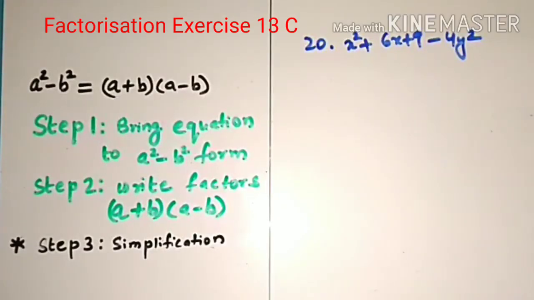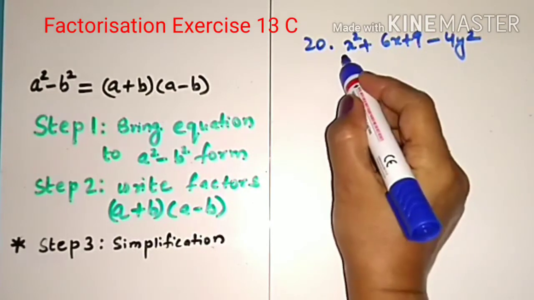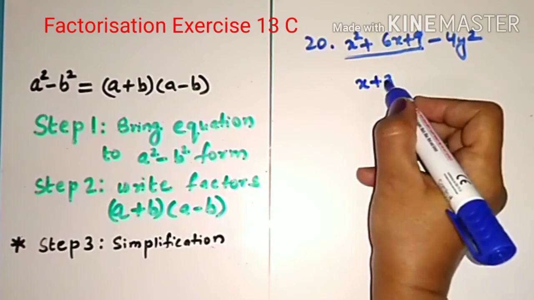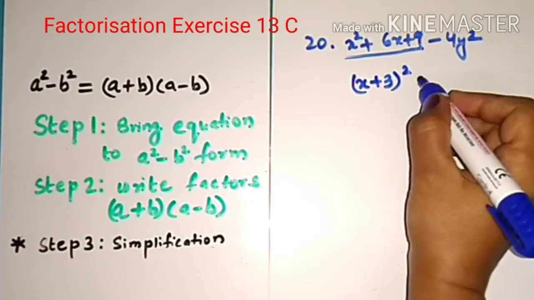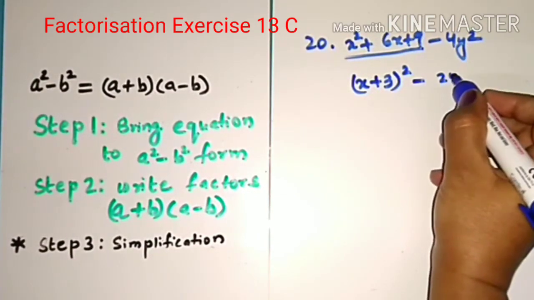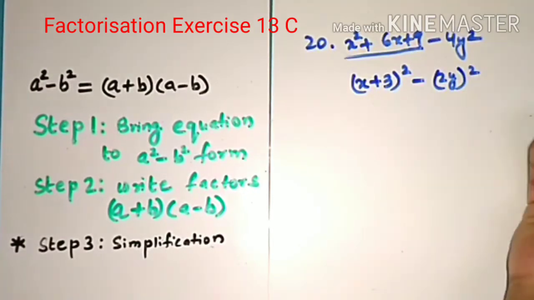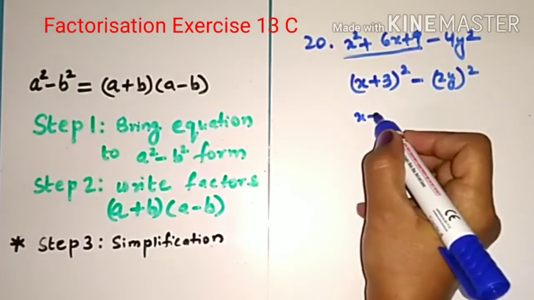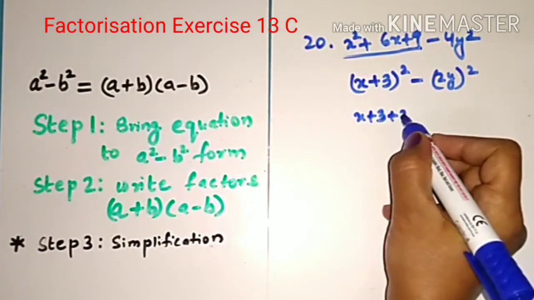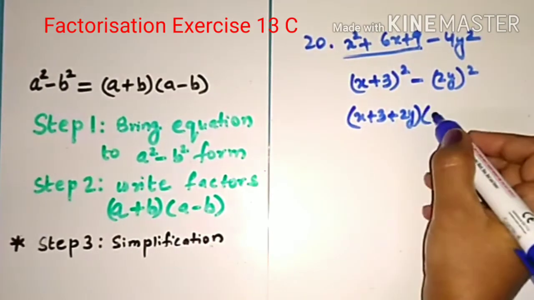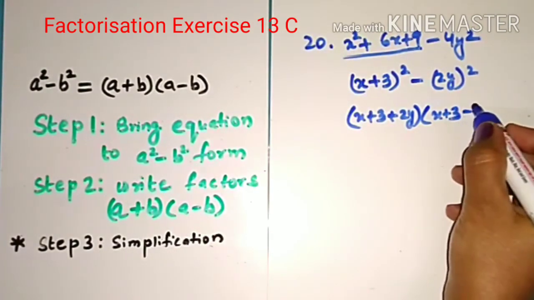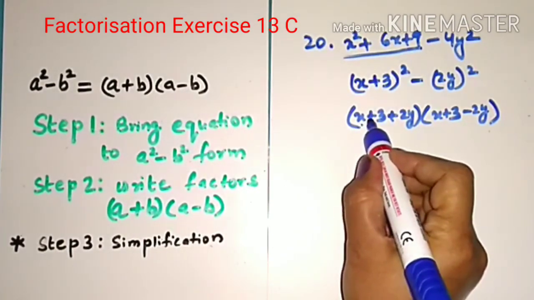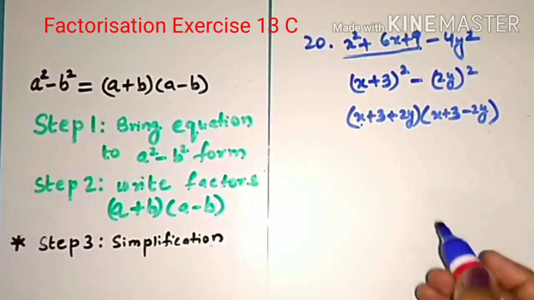Last sum of the exercise. We will change these three terms into a perfect square. They will become (x plus 3) whole raised to square minus, this also we can change into (2y) whole raised to square. So we have a square minus b square form, (x plus 3 plus 2y) in one bracket, (x plus 3 minus 2y) in another bracket. So this is our a plus b and a minus b.